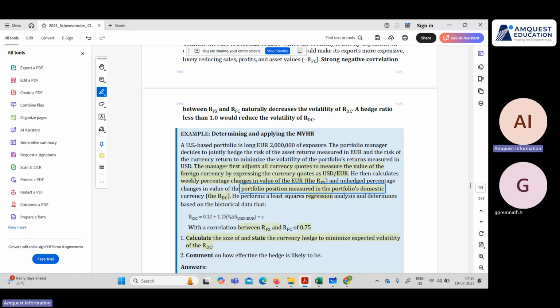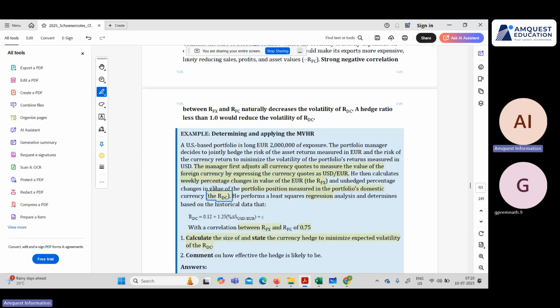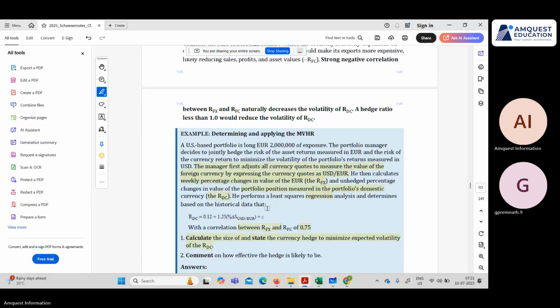When I say percentage changes, whether negative or positive, I'm looking at my returns. So I'm calculating my weekly returns: returns of RFX and my unhedged percentage changes in the value of the portfolio position measured in the portfolio domestic currency, RDC. So I'm calculating the return of RFX and of RDC, right?